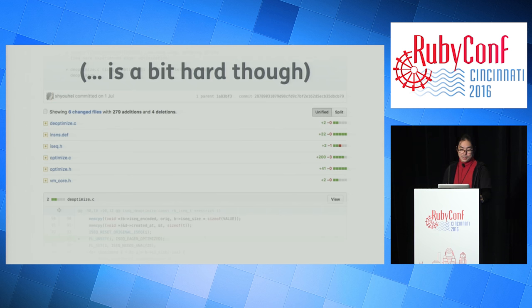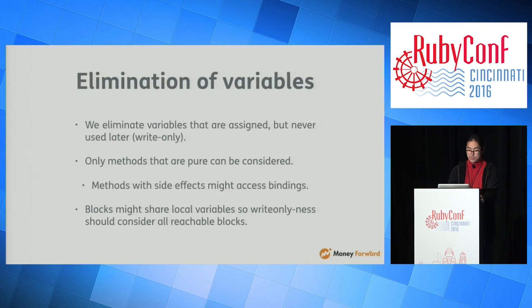279 lines of code. So it's a bit difficult to show you, but let me tell you briefly what is going on. It's not easy to tell you if a variable is not used at all strictly. That must be called liveness analysis, and it's very heavy. Because we have to optimize on the fly, we need to do something lightweight. So this time we check if a variable is write-only or not.